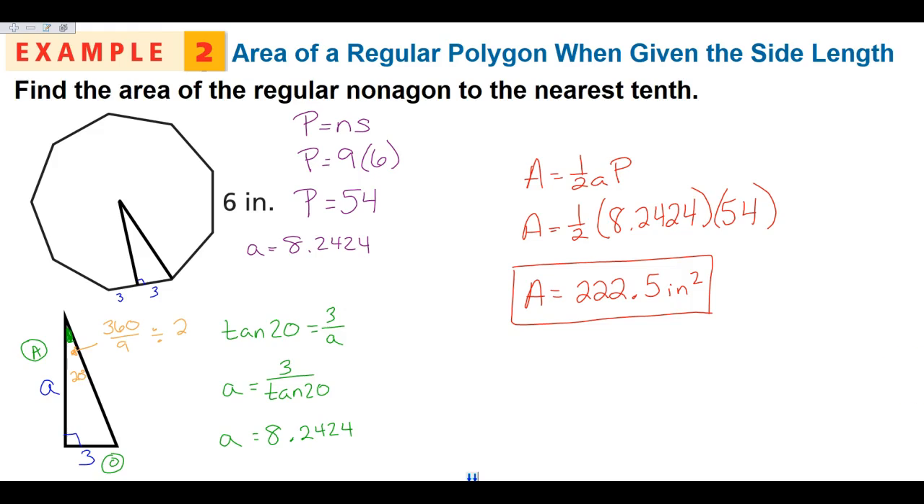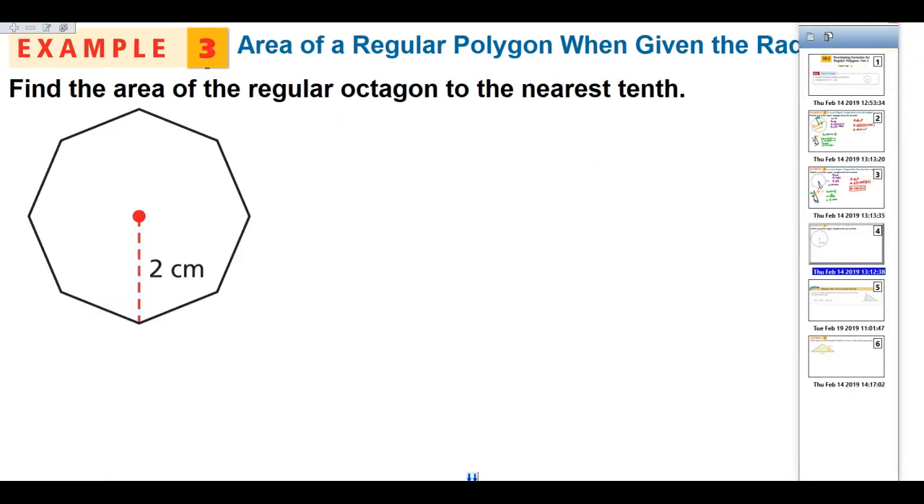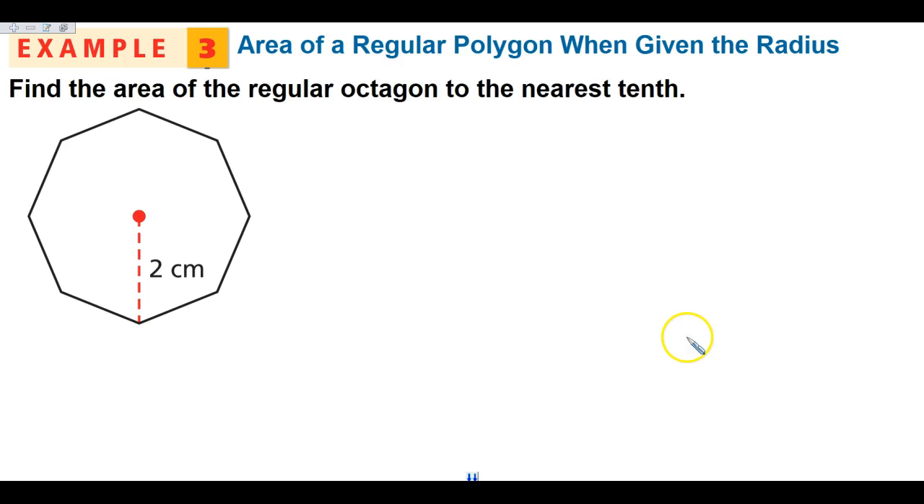There is one more case, and that is when we are given the radius. Okay, so in this example, I have an octagon, and I'm given that my radius is 2. Again, I'm going to go ahead and draw in that apothem. And for the ease of labeling everything, I am going to redraw my triangle. Let this be a hint that you never need the picture. All you need to be able to do is draw the triangle.